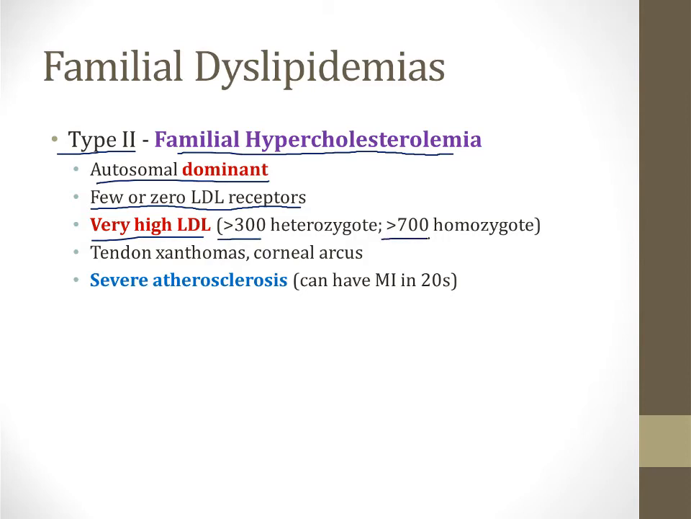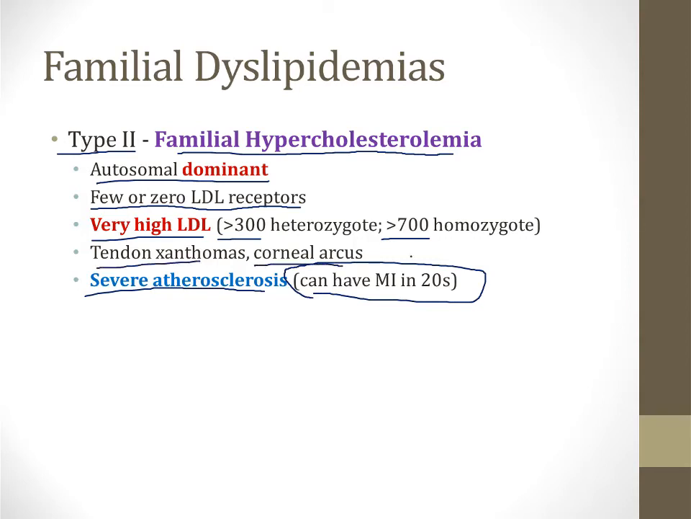The main problem that's going to happen when the LDL is this high is severe atherosclerosis, and people with this dyslipidemia can have heart attacks in their 20s, which is very, very young. They also sometimes develop tendon xanthomas and also corneal arcus on fundoscopic exam.